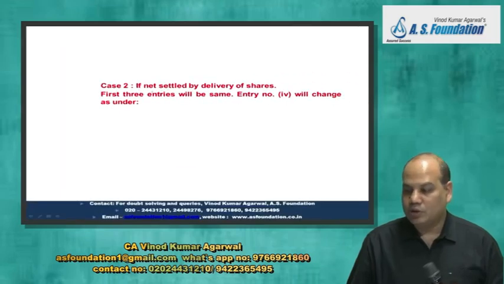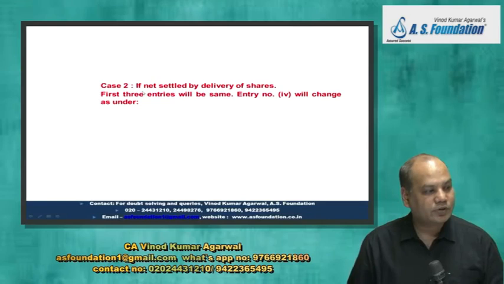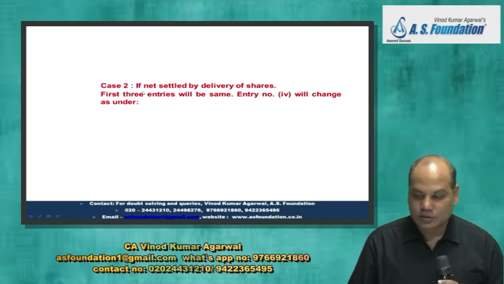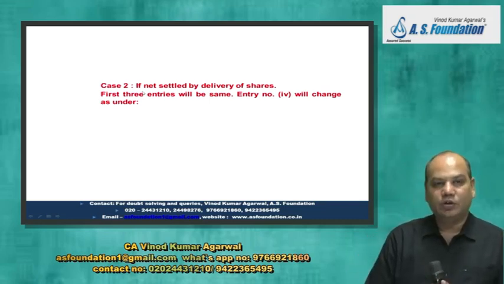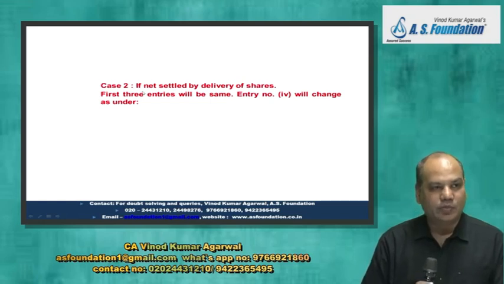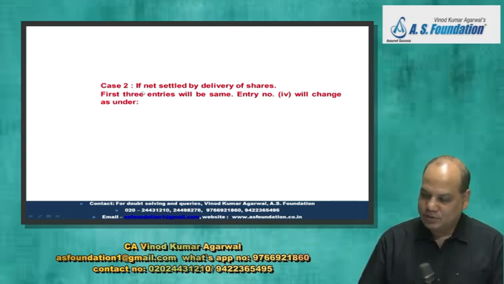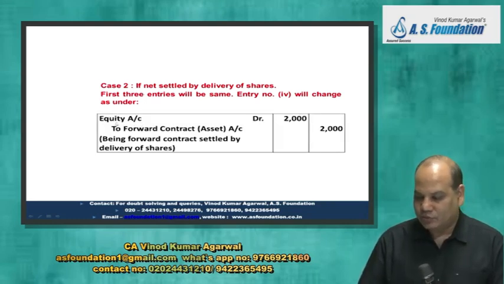So now write down below that in your notebook case 2. Close that first format. Case 2: if the net is settled by delivery of shares. I have written a note: first 3 entries will be the same. Or do you want to copy again? No. Same. I know. Entry number 4 will change as under. Same entry, but instead of writing cash, you write equity.